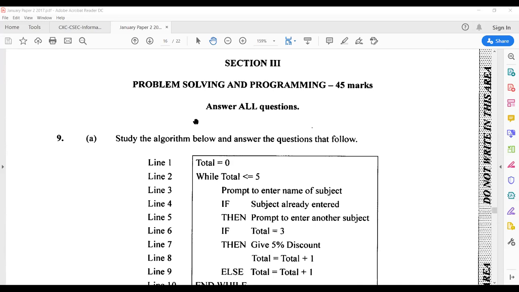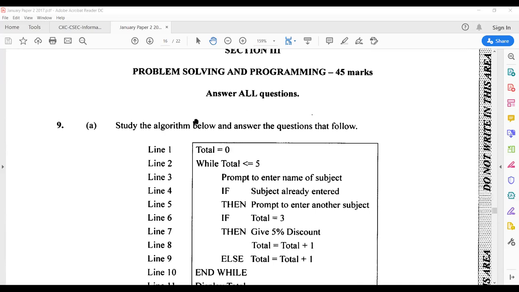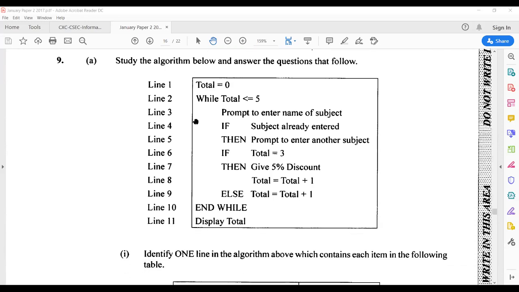Okay, let's have a look at this problem-solving section now. Study the algorithm below and answer the questions that follow. So they have printed out an algorithm. And when it comes to questions with algorithms, yes, that is something you still need to understand because that's part of the syllabus, right? So a question like this is something you have to be able to interpret.